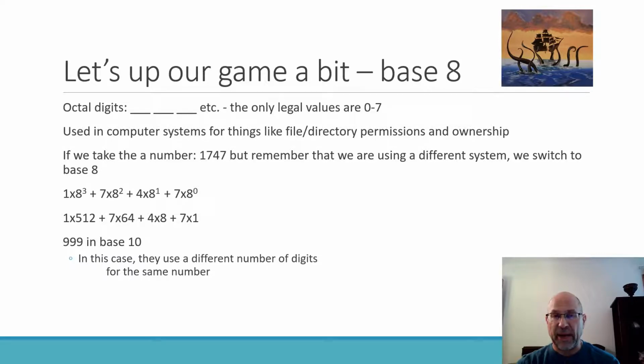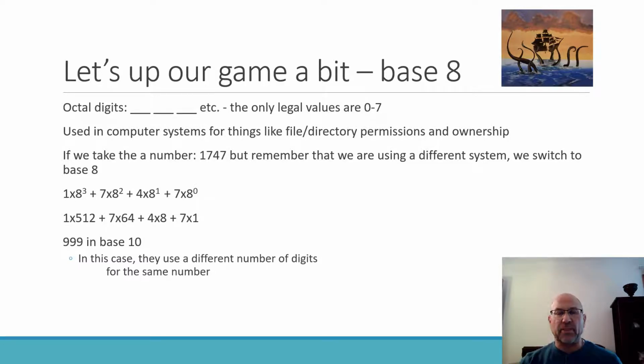So 8 possible values. Now it seems a little weird, so before we dive into this, where do we use octal? Well, we use it in several places, but one of the most common places that you can see it is in file or directory permissions and ownership. You'll see a lot there in file systems.